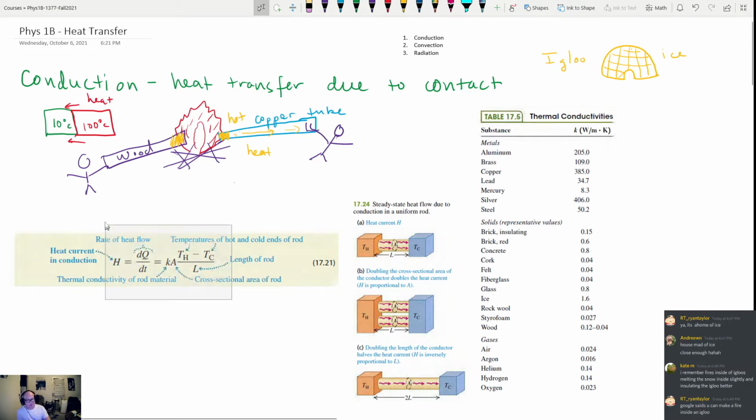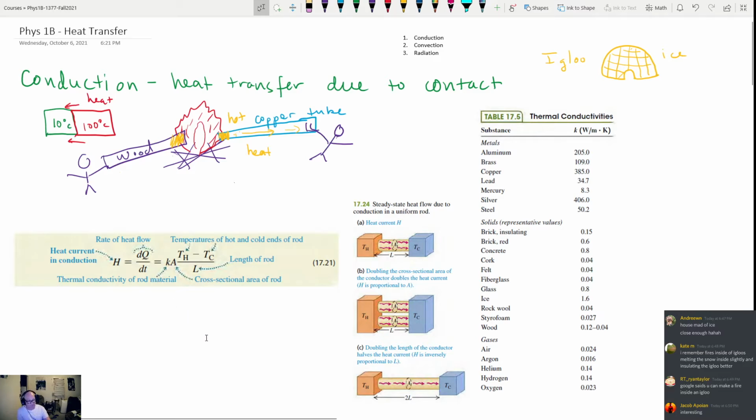People in my 1C class right now just did a lab on Ohm's law, and this is basically Ohm's law. Current is equal to the difference in voltage divided by resistance, and resistance would be given by these terms right here. I bet a lot of you who took physics in high school have talked about Ohm's law: voltage is equal to current times resistance. This is the heat version of it, and they work exactly the same.